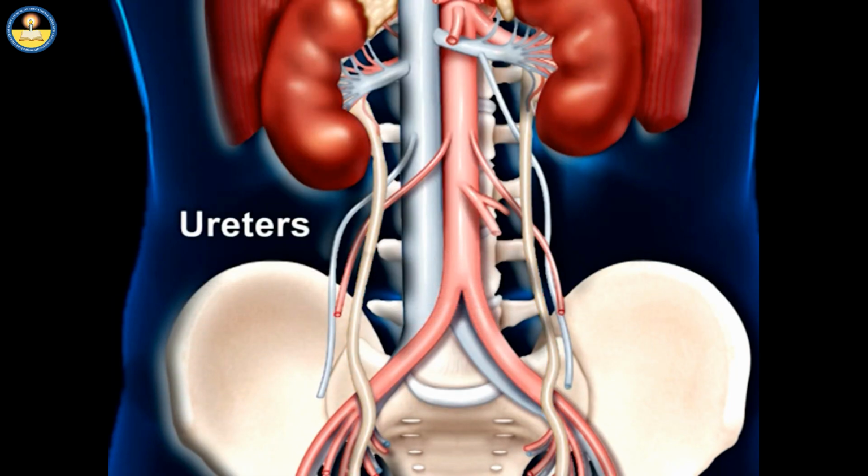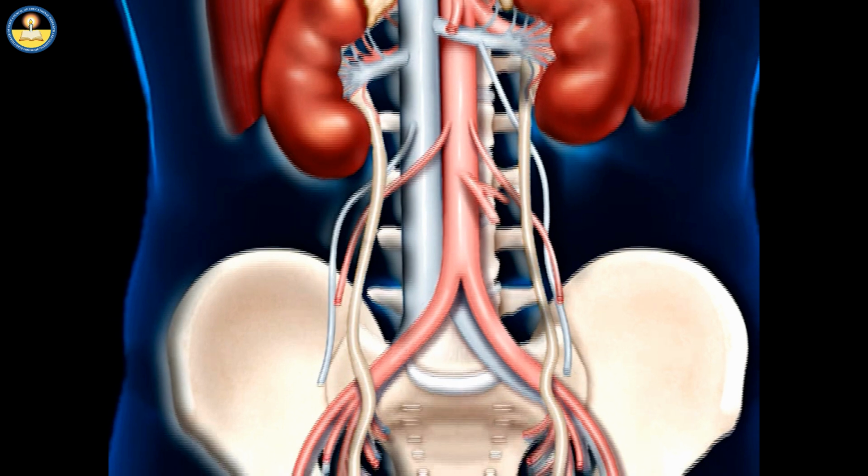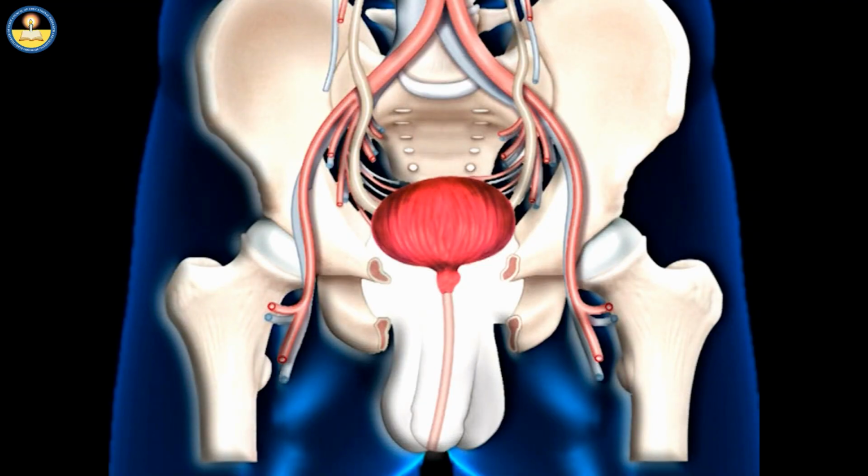Once it is filtered out, it travels into a tube called the ureter that takes the urine to the bladder for temporary storage. Once enough urine is in the bladder, one senses the need to urinate and passes the urine out of the body through the urethra.